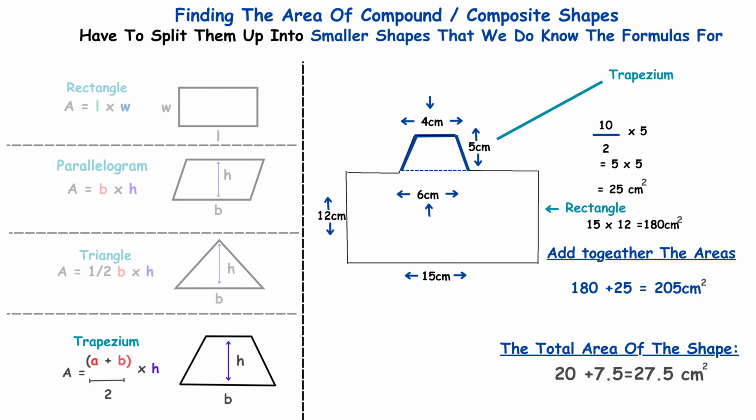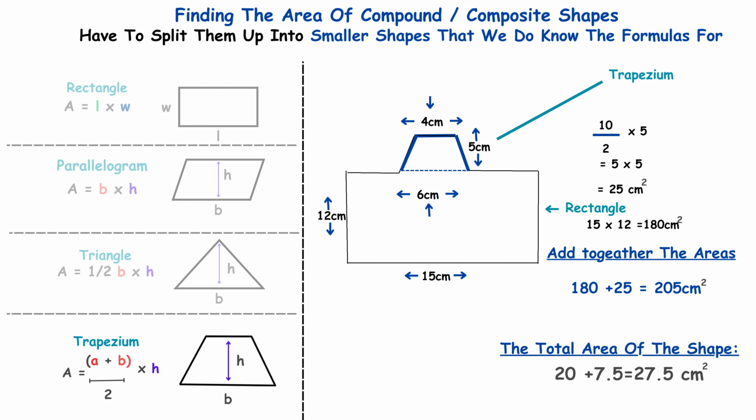Now, let us examine the next example. In this case, you might notice that the top portion of the shape sticks out slightly. To simplify our calculations, we can slice off this part by drawing a horizontal line across, and as a result, we are left with a large rectangle at the bottom and a small trapezium sitting on top. To compute the area of the rectangle, we once again use the formula length multiplied by width. In this scenario, we have a length of 15 and a width of 12, so we multiply 15 by 12 to obtain 180 square centimeters.